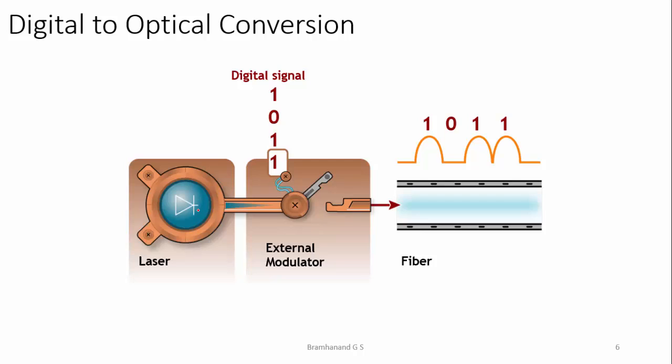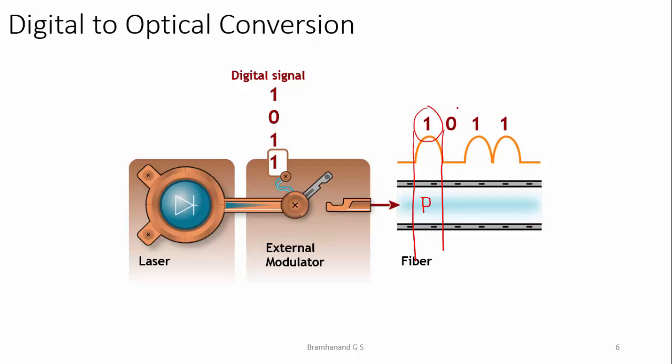Laser emits light into optical fiber whenever there is a digital 1. So during this time the light is present. So when a digital 1 is received by a modulator, the laser transmits the light. So the presence of light is indicative of a digital 1.